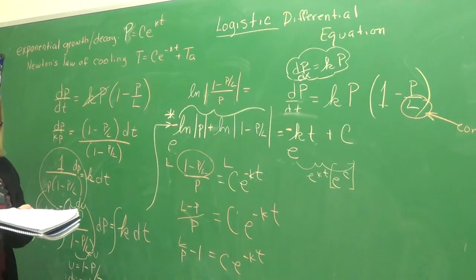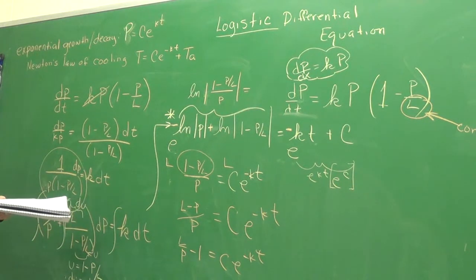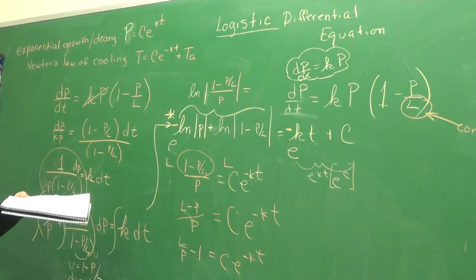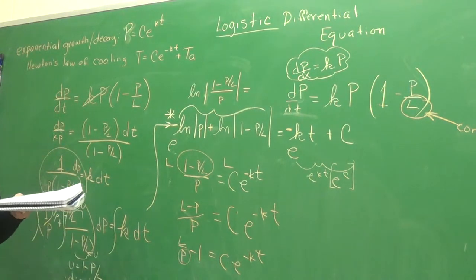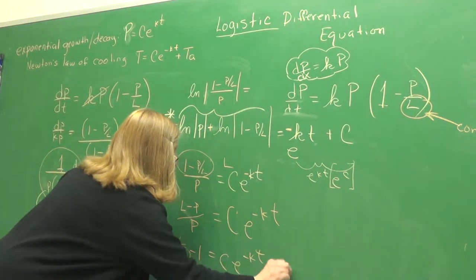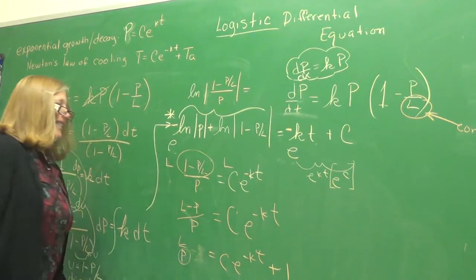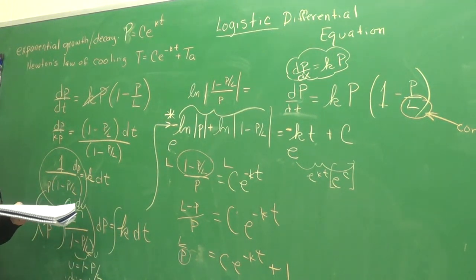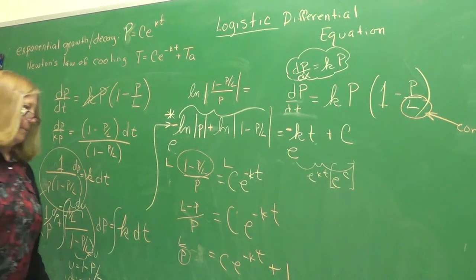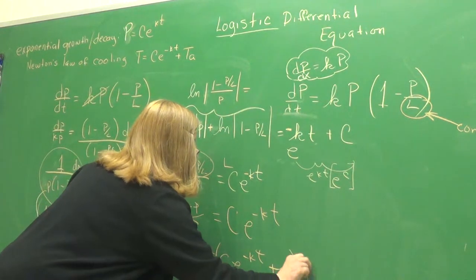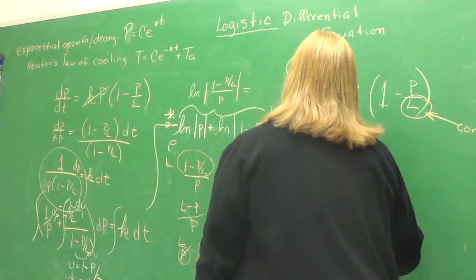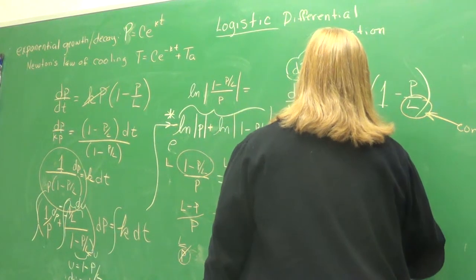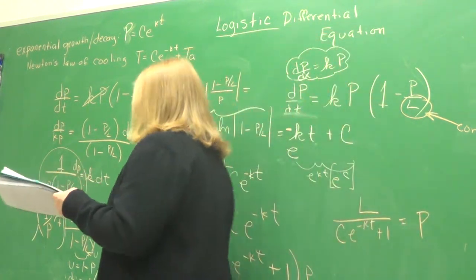So, whose turn? Aaron, I'll pick on you. I'm trying to get P by itself. So, what do you suggest? What do you think I'm going to do with that? Add the 1. Very good. So we move the 1 over here. Could you just multiply by P and then divide by that entire thing? Yes, you're right. So multiply both sides by P and divide both sides by that expression. So we end up with L over (C e to the minus KT plus 1) equals P.